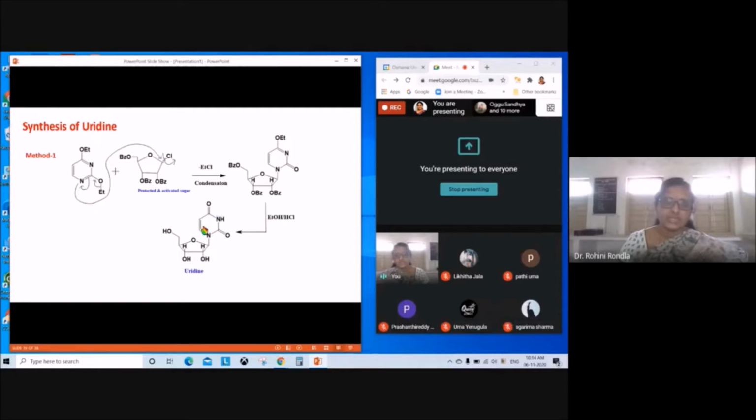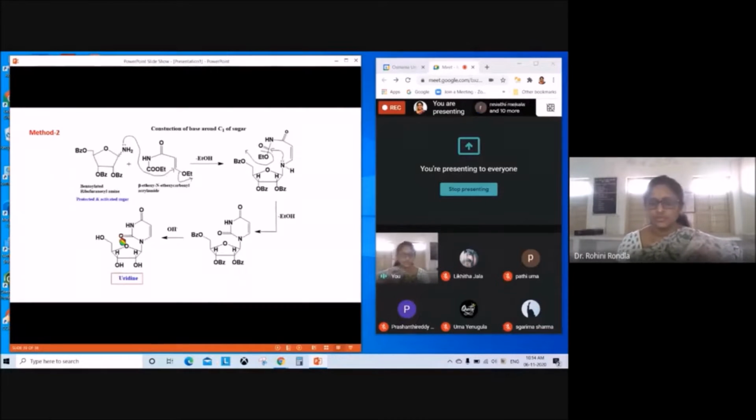ఓకే, అండ్ దిస్ ఈస్ uracil actual structure, but here that ethyl substituted uracil derivative is taken. This on treating with protected and activated sugar gives benzoyl substituted glycoside వచ్చింది ఇక్కడ, and then this on hydrolysis gives final nucleoside, that is uridine. Okay, next method 2. Here the same, see this, here you can see some difference. There is no chlorine. Here amino group is taken. Starting material is having NH2 group at the C1 carbon.